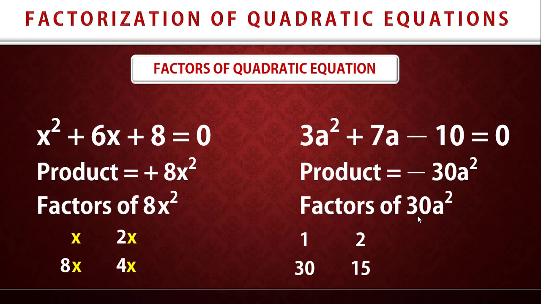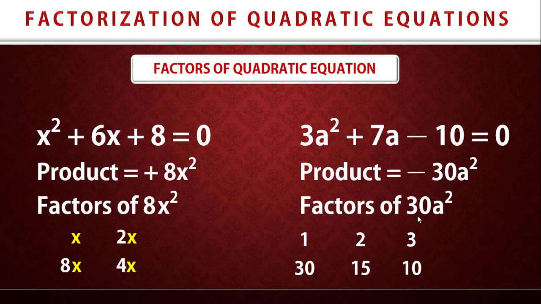My advice for you is this: you need to know your times table very well. If you are acquainted with your times table, this will be considered very simple for you. So 3 can go in 30 10 times. So we have 3 times 10 to give us 30.